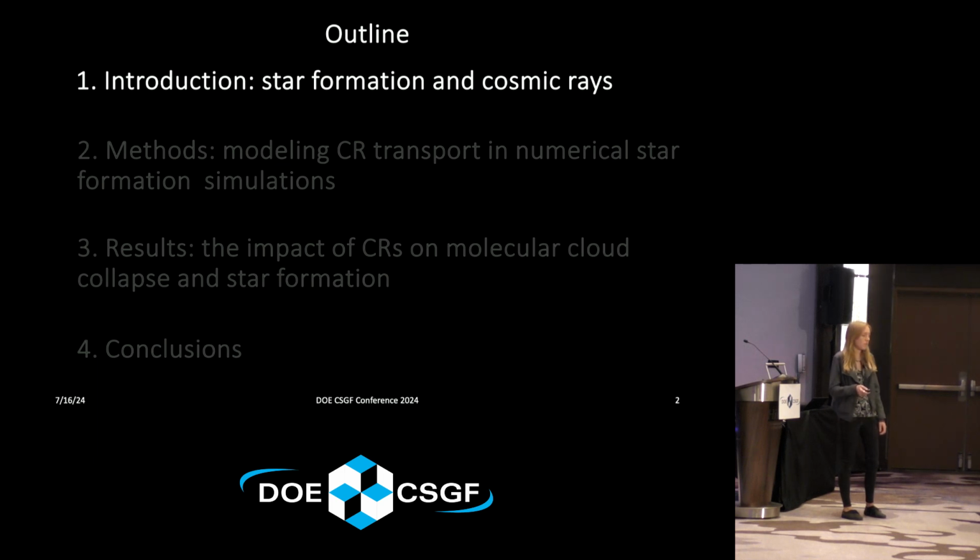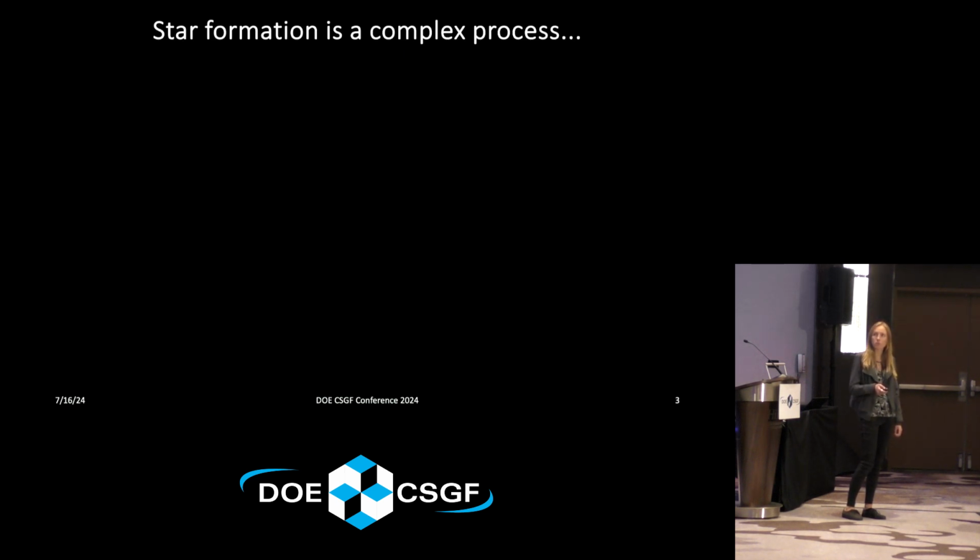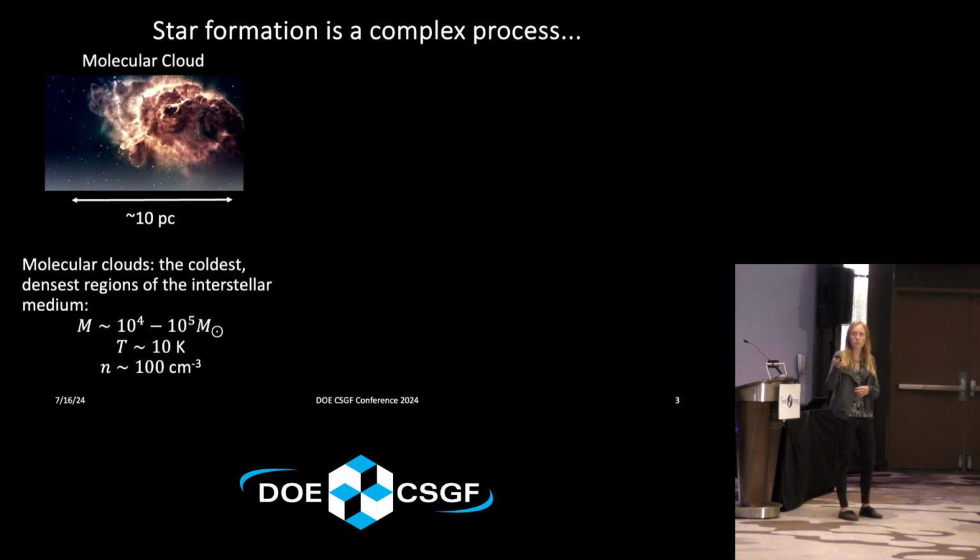So I'm going to begin with some of the introduction to some of the astronomy concepts I'll be talking about for all the non-astronomers in the room. So I'm going to start with star formation. And so star formation begins in molecular clouds, which are these big clouds of molecular hydrogen gas, about 10,000 to 100,000 times the mass of our sun. And these are the coldest, densest regions of our interstellar medium. And so in general, they're supported against gravitational collapse by turbulent and magnetic support.